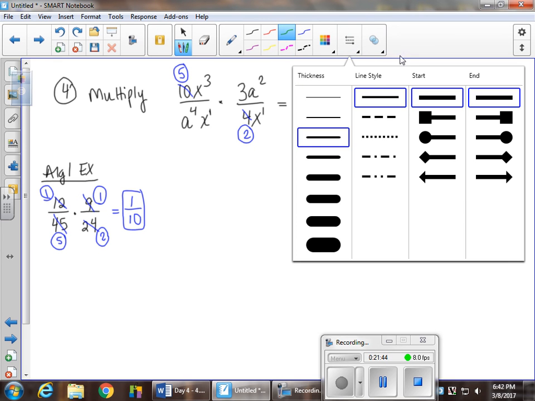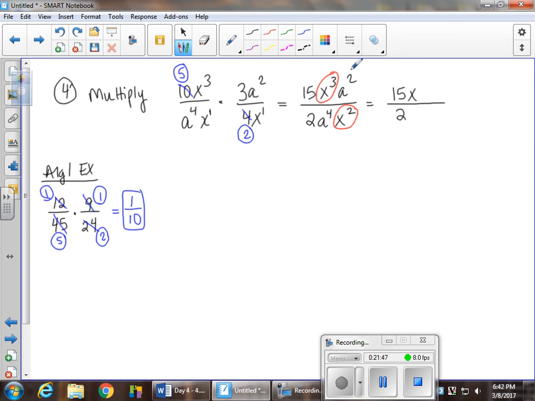Similarly, there are 2 a's in the numerator, 4 a's in the denominator, leaving 2 a's in the denominator. And I check, 15 and 2 can't be simplified, no variables in common, and we're done.